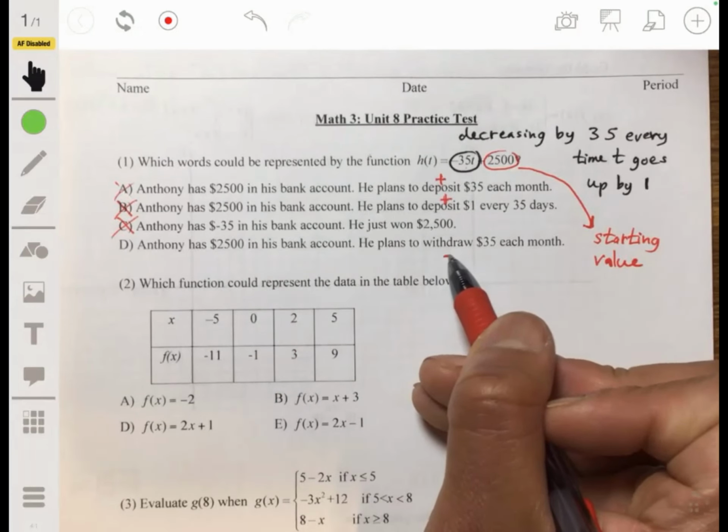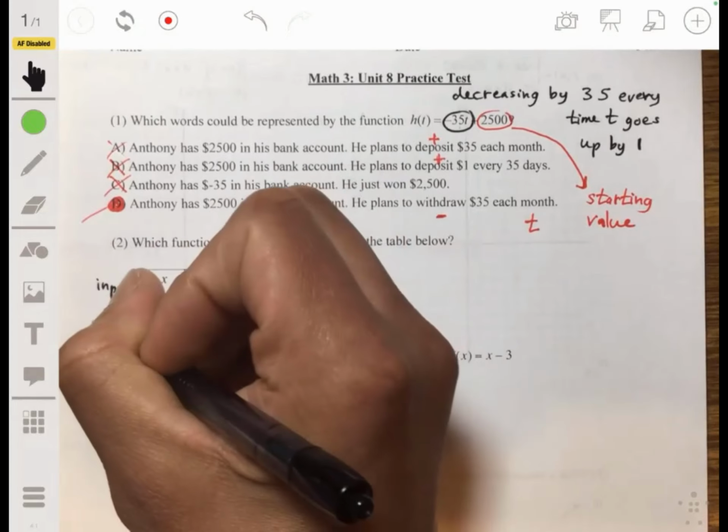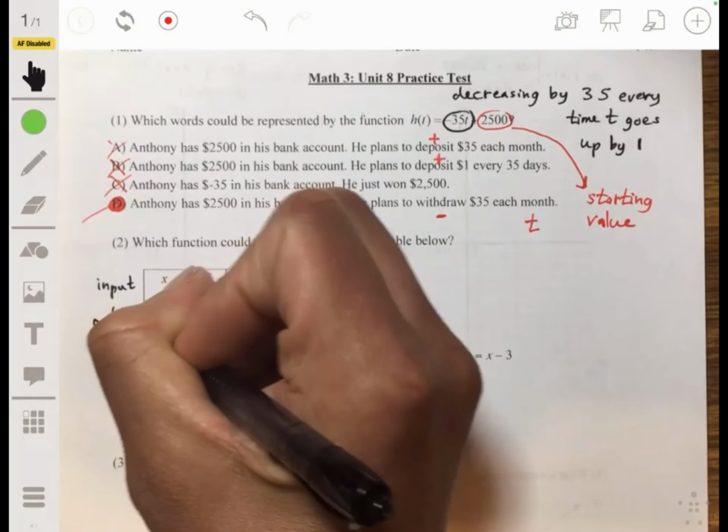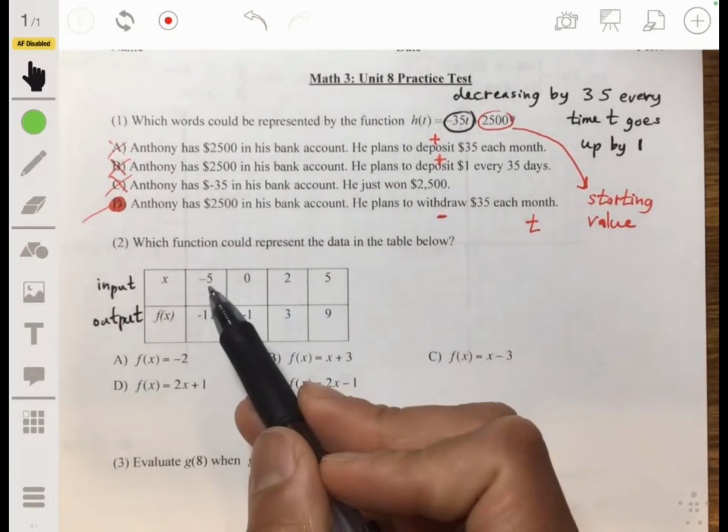Problem 2, which function can represent the data in the table below? One way to check is to test these values in your equations. Remember, the x values are the inputs, and the y values are the outputs. So if you put -5 into the equation, you should get out -11. You put 0 in, you should get out -1. If you put 2 in, you should get out 3. If you put in 5, you should get out 9.